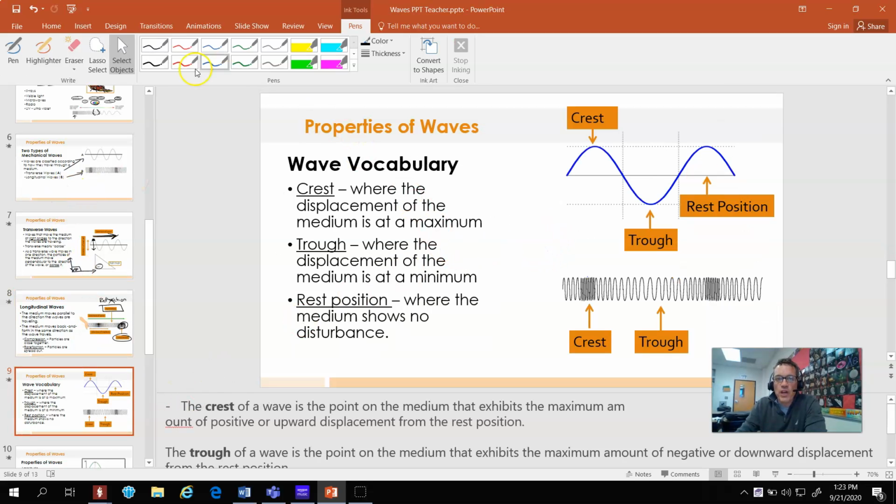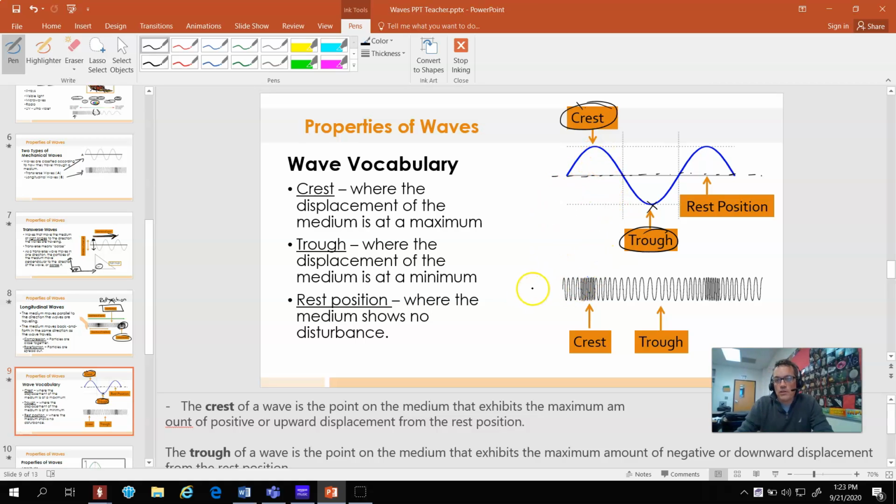So some wave vocabulary that we went through, things that we want to be able to identify to begin with. We've got the crest, which is the top of our transverse wave. We've got a trough, which is going to be the very bottom part of our transverse wave. And then there's this idea of rest position, which is going to be halfway in between. So if this were a rope or something, or the ocean and the waves quit going through, that's the level that we would expect all the waves to kind of return to.